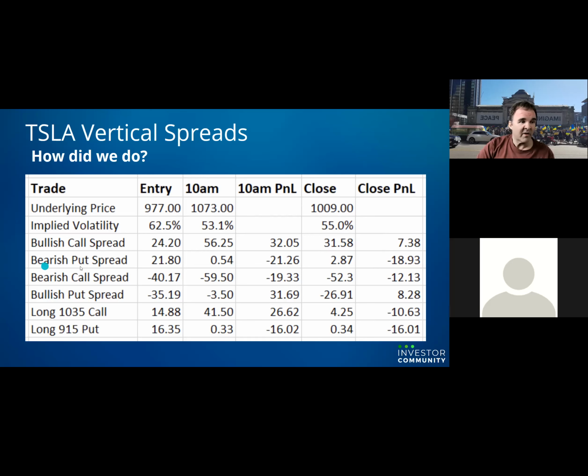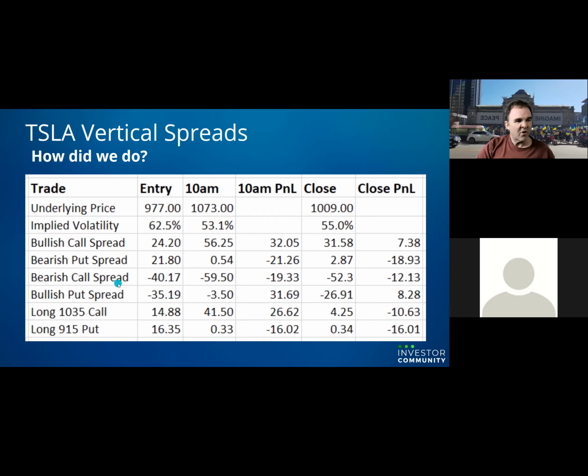Okay, now what about that bearish put spread? Obviously, this is going to be a loser. Cost us 21.80 at 10 a.m. That was worth 54 cents, for a loss of 21.26. But because the stock price is coming down so much, and because it's a spread and not just a naked put, it actually started to increase in value, not a lot, but a little bit by the close, and we would have only lost $18.93.